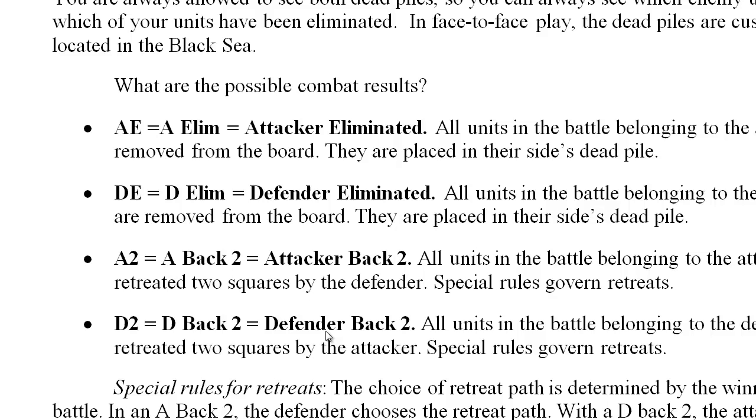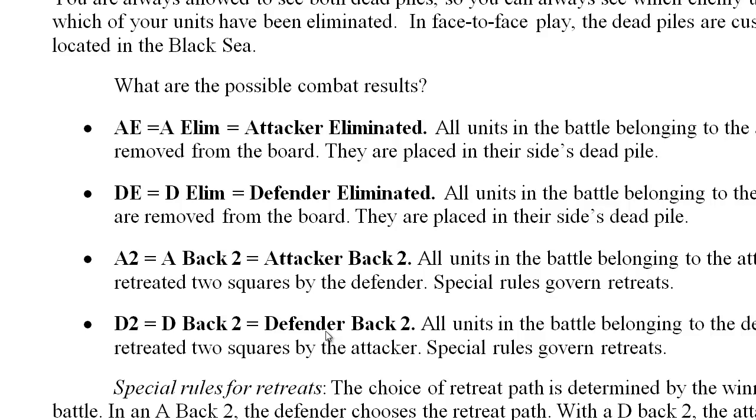The attacker, in retreating a large number of units from one battle, may, of course, try to arrange things so some of the defender units have no retreat. That are the D back 2 and A back 2 rules.